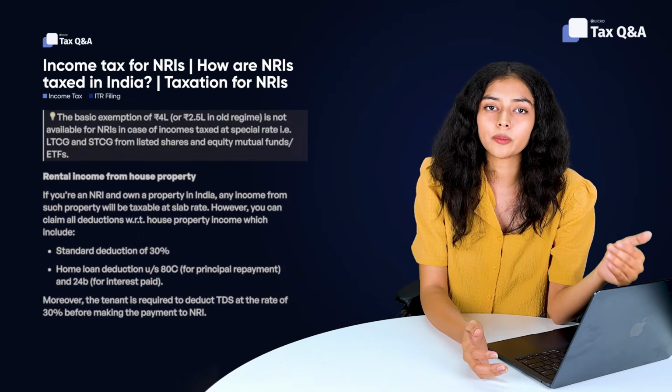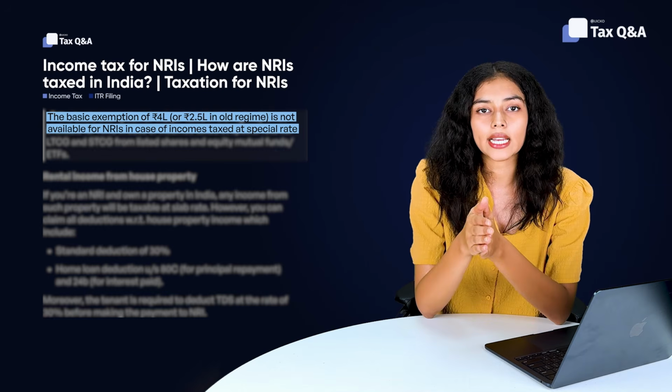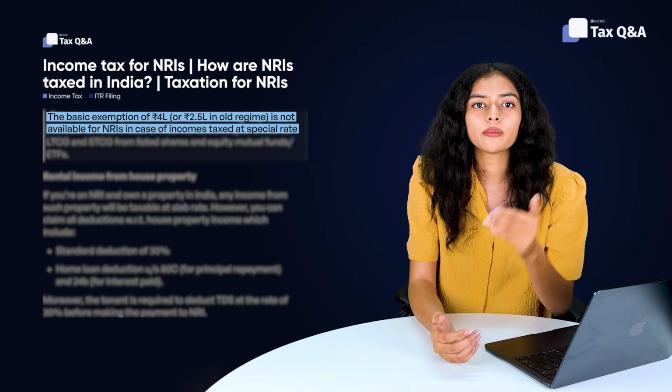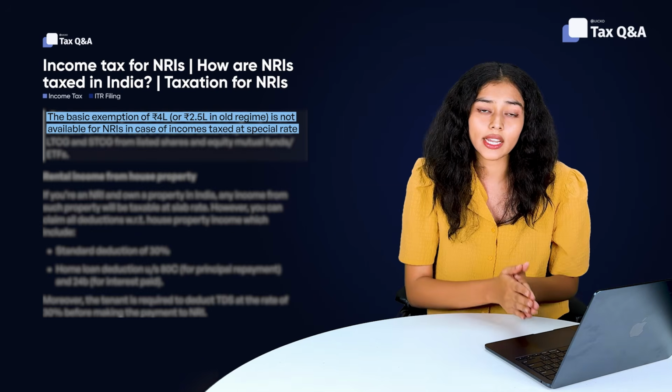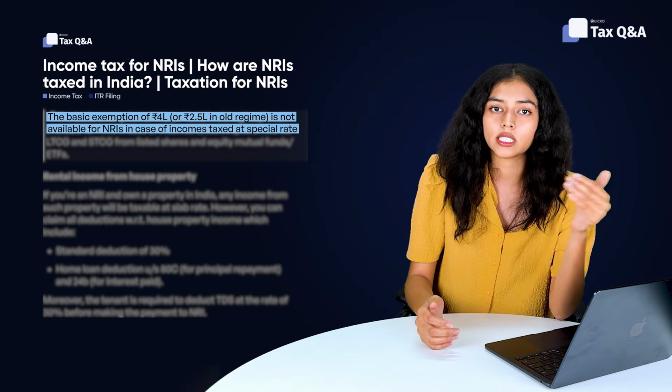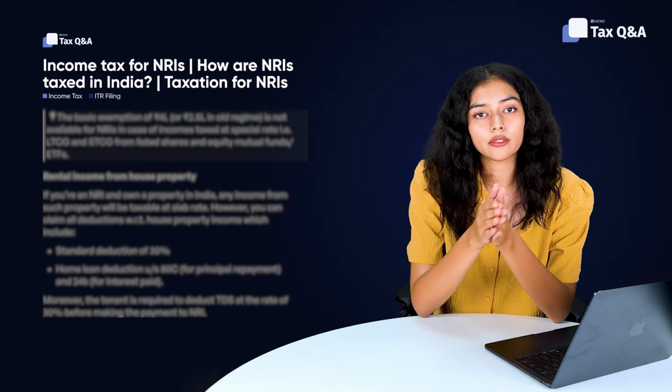2. You don't get the basic exemption on income that is taxed at special rates. So say you have made a capital gain of 30,000 on Indian stocks. As a resident, that amount can be ignored if it's within the exemption limit. But for NRIs, it will be taxed.